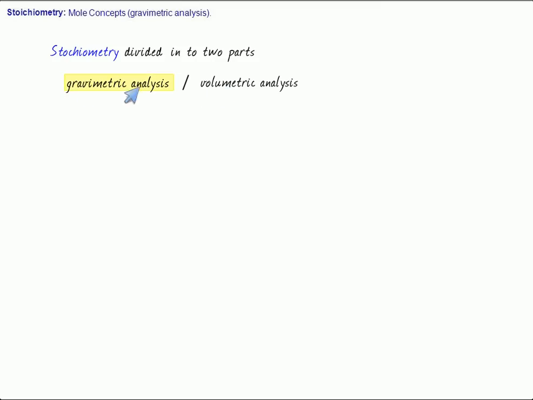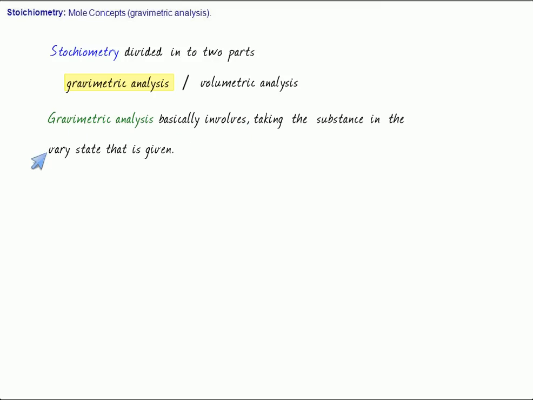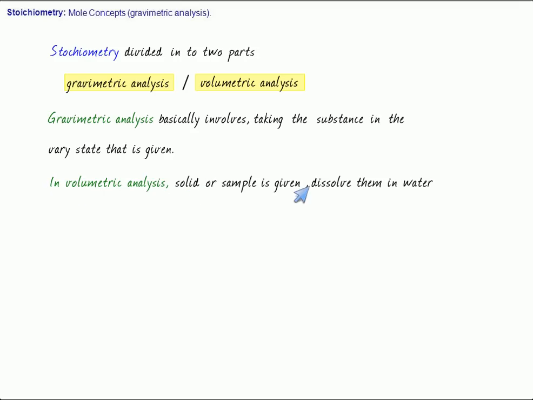When we say gravimetric analysis, there is no clear-cut distinction between gravimetric and volumetric as of date, but to make things clear to you, gravimetric analysis basically involves taking the substance in the very state that is given to you. For example, if a solid is given to you, we'll use the solid as my reference material. Whereas in volumetric analysis, whatever solid or sample is given to you, we dissolve it in water and form a solution, and with that solution we carry out the reaction. So in volumetric, a compound has to be dissolved in water to prepare a solution, while in gravimetric we can start with the material as given to us.